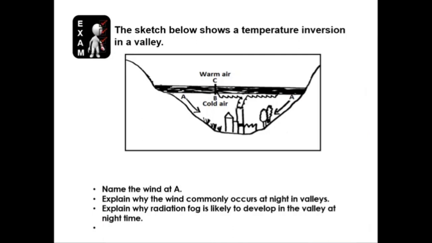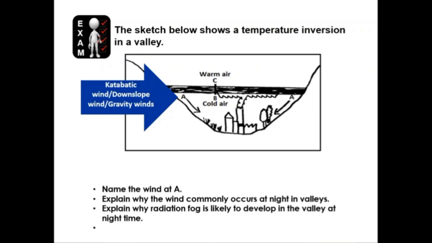Temperature inversion in a valley, name the wind at A. That's a katabatic wind because it moves down the valley. Look at the arrows, down the valley. Then we ask, explain why the wind commonly occurs at night in the valley.